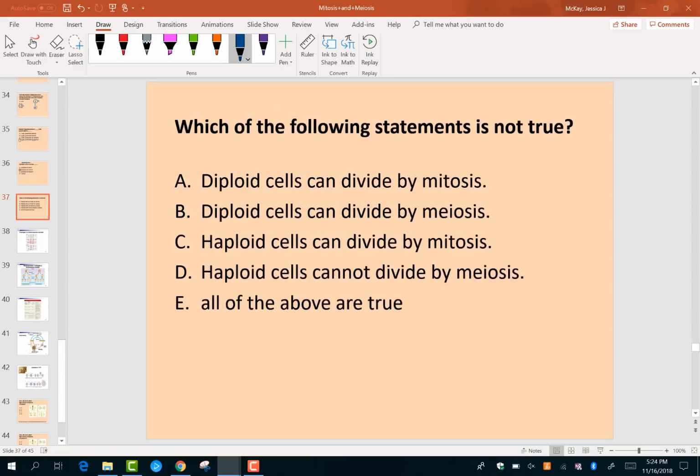And here's one that's a really good one to discuss in class, so I'm bummed that we didn't get to do this. Which of the following statements is not true? Okay, so you should know diploid cells can divide by mitosis. That's what we've been doing. Diploid cells can divide by meiosis. That's what we've been doing. Okay, we'll just walk through this. Haploid cells can divide by mitosis.